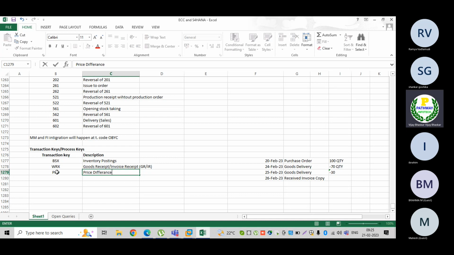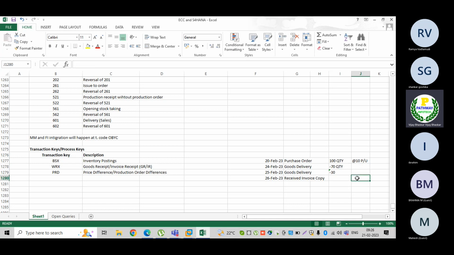Price difference, production order differences. Now I have received a purchase order. What will happen in the purchase order? I have mentioned the price per quantity which I am going to buy, let us assume 10 rupees per unit. I have placed the order at 10 rupees per unit.